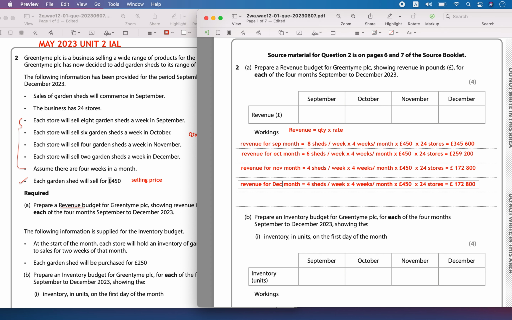Now let's calculate the revenue for the month of December. In December they are able to sell 2 sheds per week. So 2 sheds per week into 4 weeks per month into 450 pounds selling price into 24 stores. That is equal to 86,400. Now let's fill up the table.